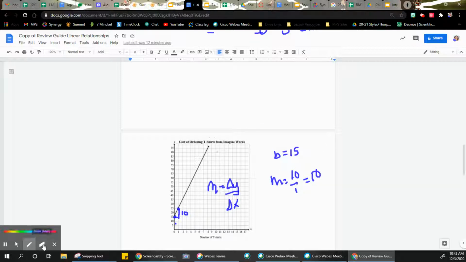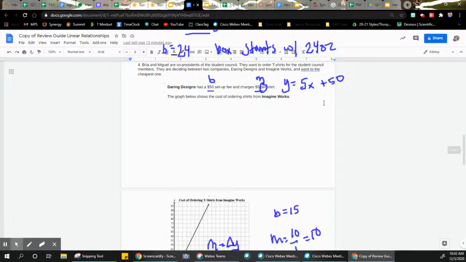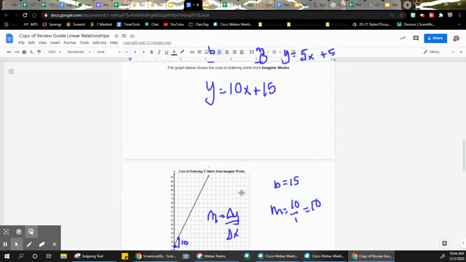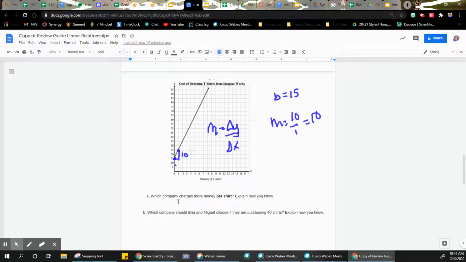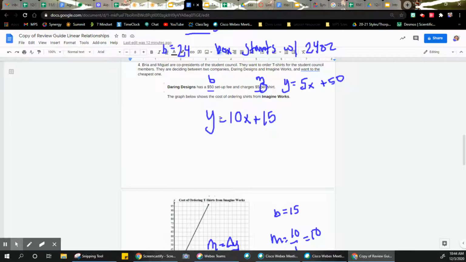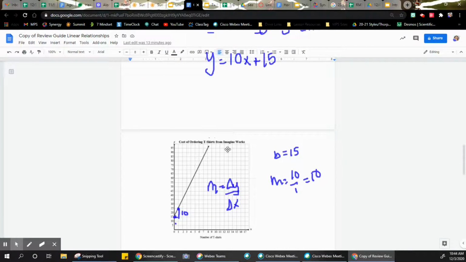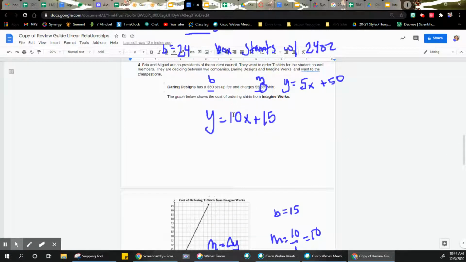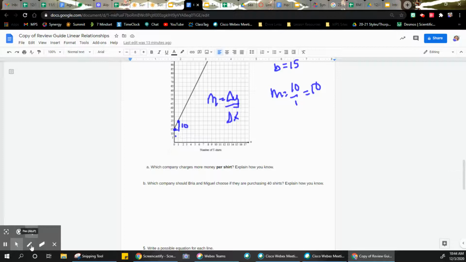Okay, so if I were to write the equation for ImageWorks, my equation is going to be y equals 10x plus 15. So now that we have the two equations, let's answer the first problem here. Which one charges more money per t-shirt? So if I look, remember my per t-shirt cost is my slope. Okay, that's how much it's going to cost. ImageWorks is 10 and Daring Designs is 5. So per t-shirt, ImageWorks is more expensive because they're charging 10 per t-shirt versus 5. So that's what I'm going to write down here.